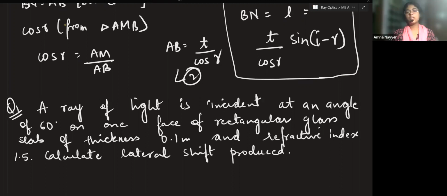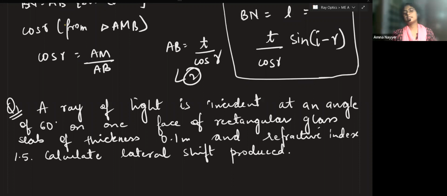See, the question says: a ray of light is incident at an angle of 60 degrees, so the angle of incidence is 60 degrees on one face of the rectangular glass slab whose thickness is 0.1 meters. Refractive index is 1.5. Lateral shift produced you have to calculate. See, the formula is: L is equal to T by cos r into sin(i minus r).